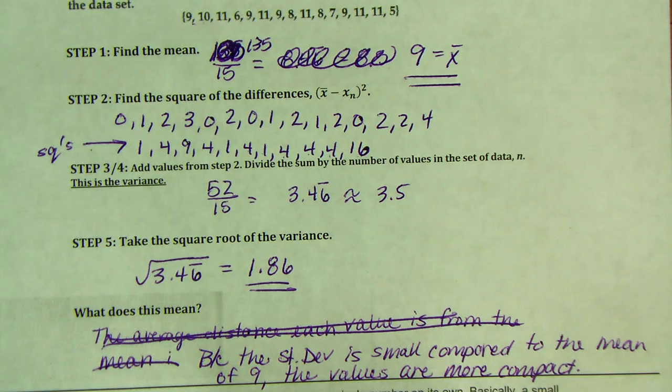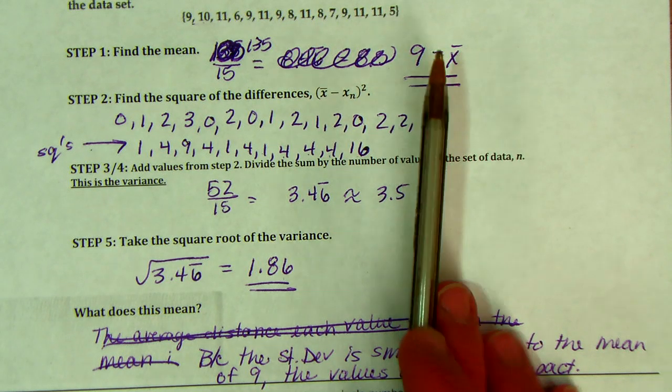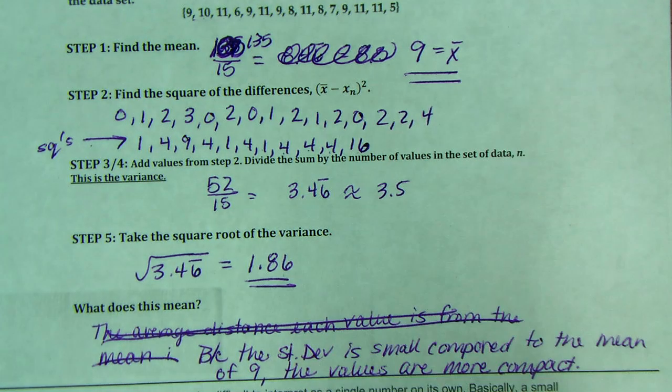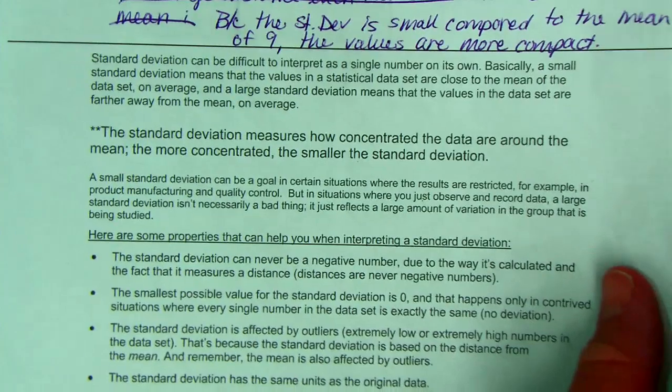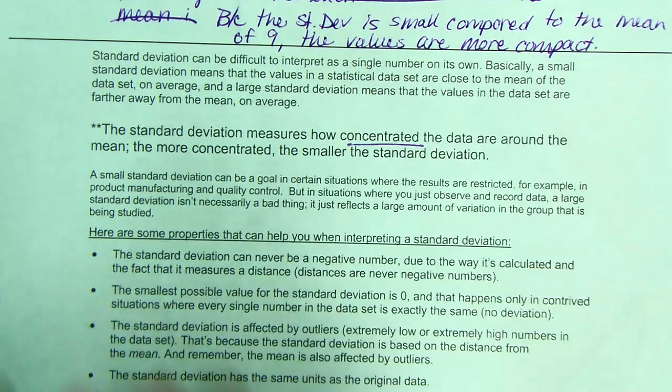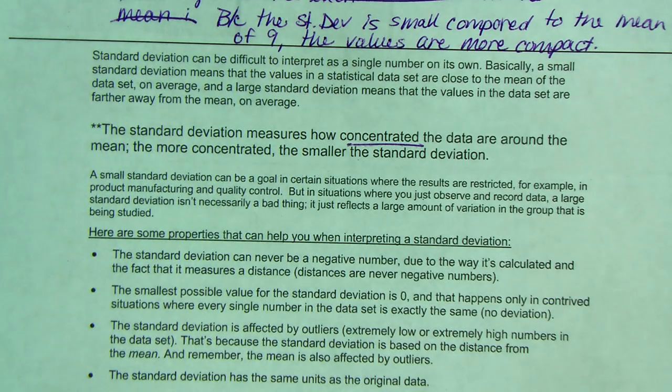Now, if your standard deviation was about the size of your mean or maybe half your mean, that tells you that your values are quite spread out. In this case, it's not. I like the way that they word it down here. The standard deviation measures how concentrated, that's the better word, the data are around the mean. The more concentrated, the smaller the standard deviation. So this standard deviation was pretty small because they were all pretty close to 9.